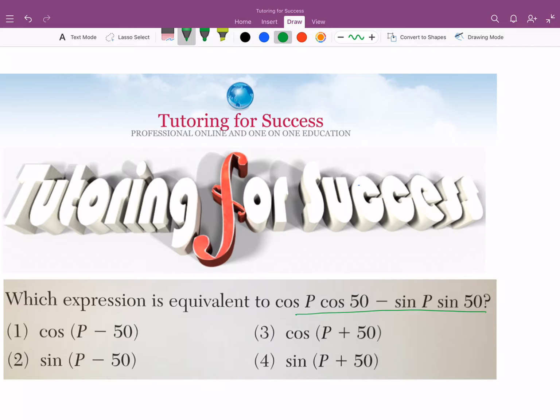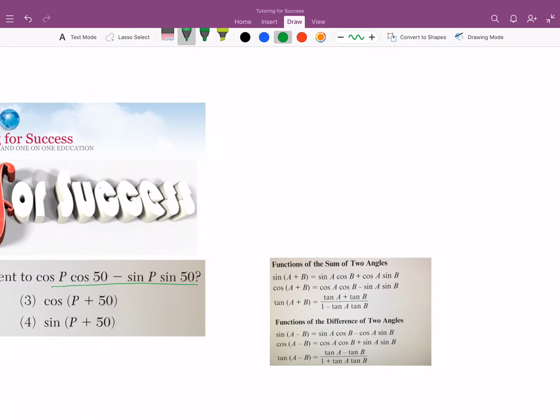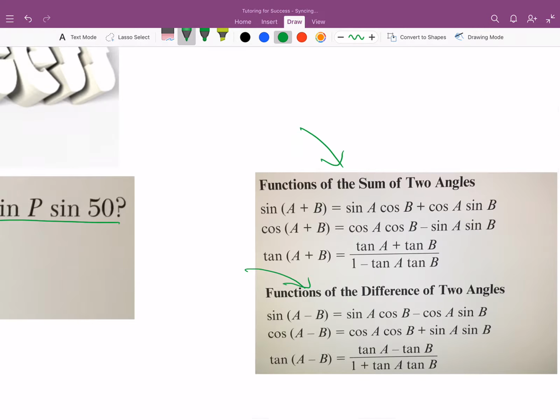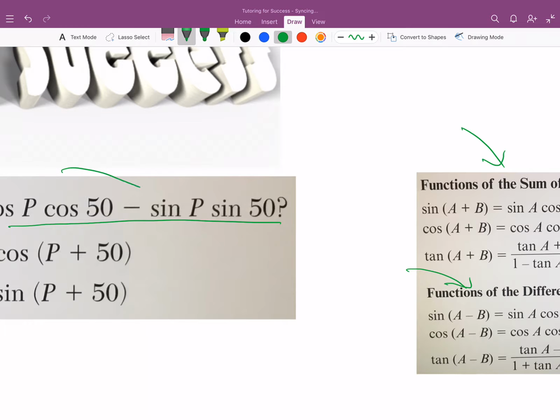Let me show you something. This is a formula section, a reference sheet formula section, where you have the function formulas for sums and differences. That is what you are going to be using for a problem like this, or any problem with a similar format. In my case, I have cosine p, cosine 50, sine p, sine 50. So let me do that.